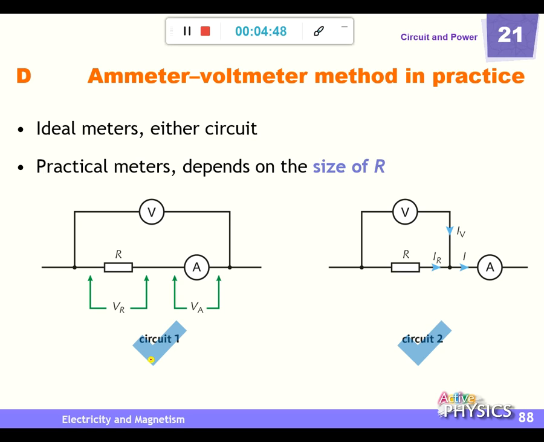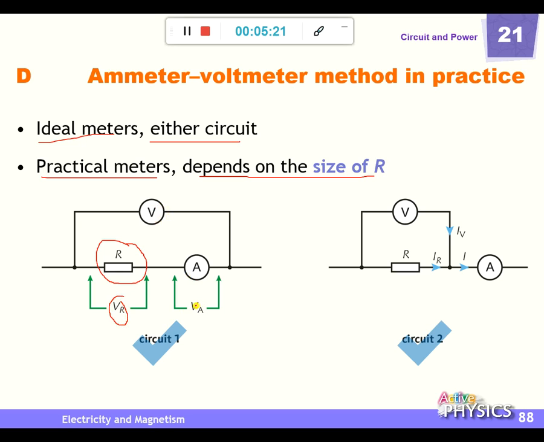Now look at this. Part D. For ideal meters, either circuit works, but for practical ones it depends on the size of R. Okay. Look at this. This one is circuit A, circuit 1. We want to find out the resistance of R, but how to get it? We want to use Ohm's law. V is equal to IR, okay, IR.